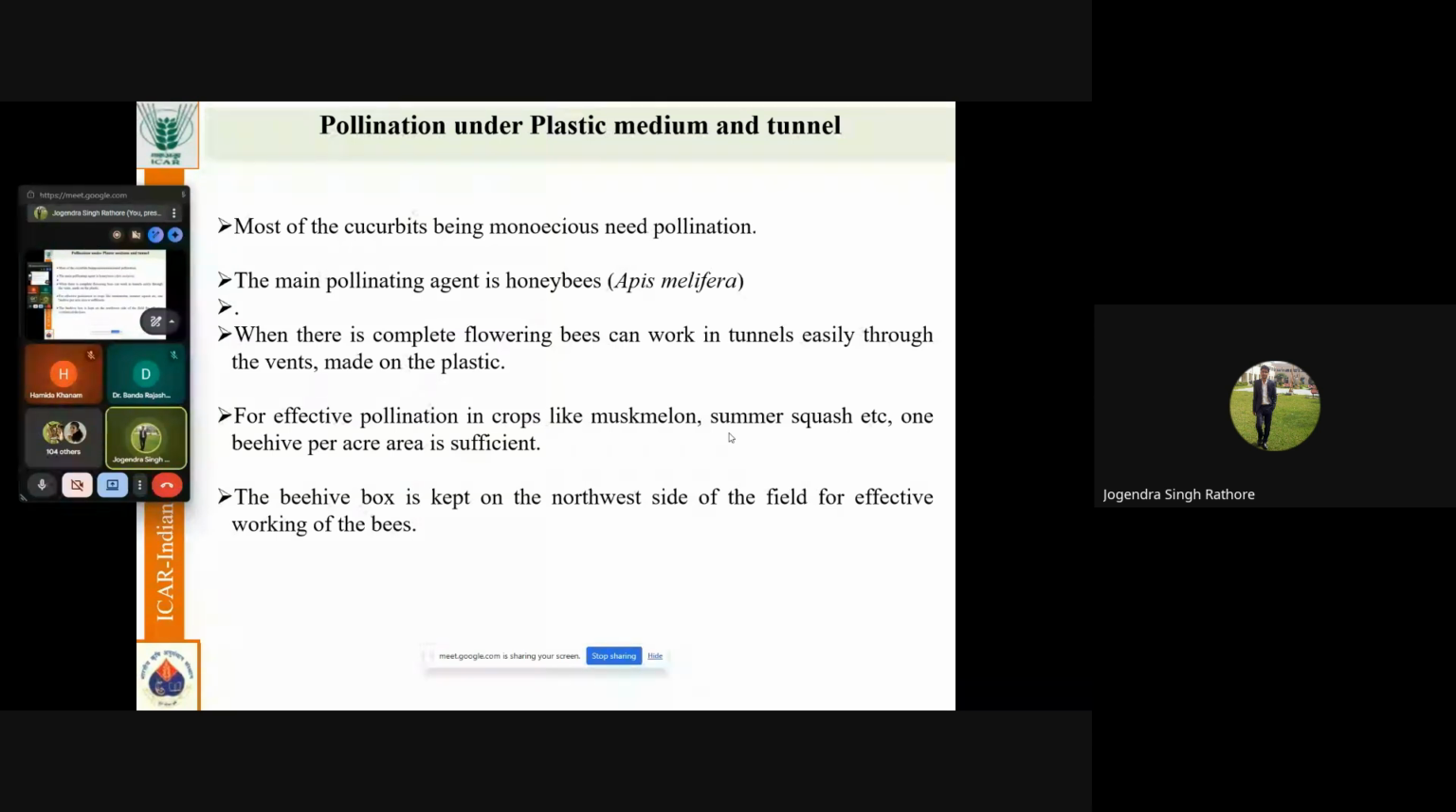So for effective pollination, we have to maintain proper bee hives per acre. One bee hive is sufficient per acre, and we have to keep this bee hive on the north-west side for effective working of the bees.